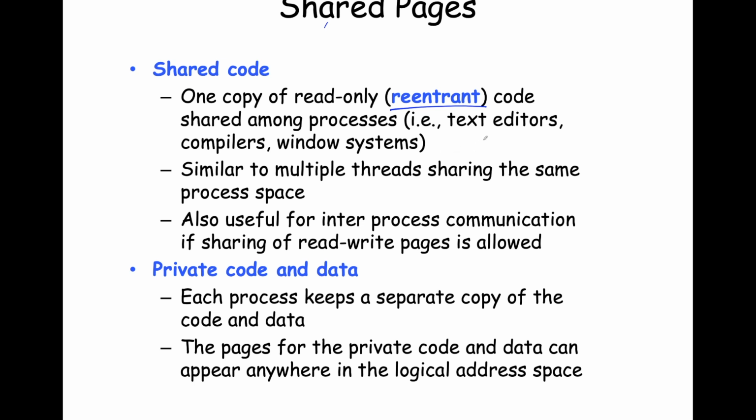Suppose you have text editors, compilers, windowing systems. There's certain types of code that they might rerun all the time. Rather than having 5 processes each load their own, just load one and have all the processes use or share that one segment. In this case, you can have multiple threads sharing the same part of a process address space. It's just the idea of mapping that particular frame into the logical address space of each process.